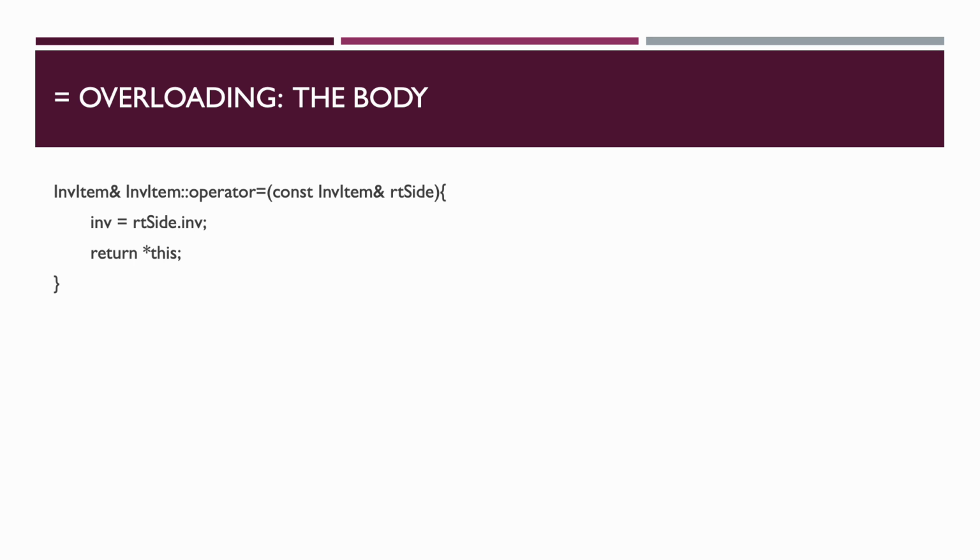And then we have return *this. After completing the assignment, we return this. This refers to the current object, the left hand side of the assignment. By returning this, we enable chaining of assignment operations. For example, like item1 = item2 = item3, as we saw before.